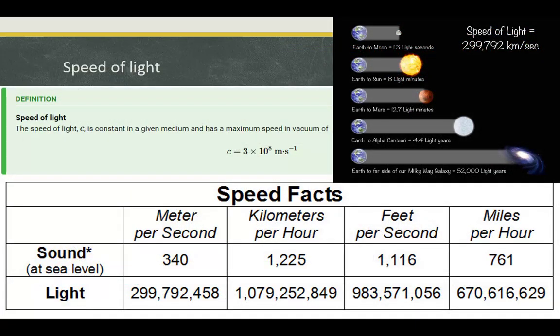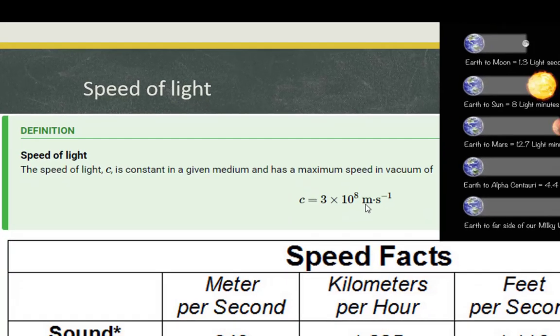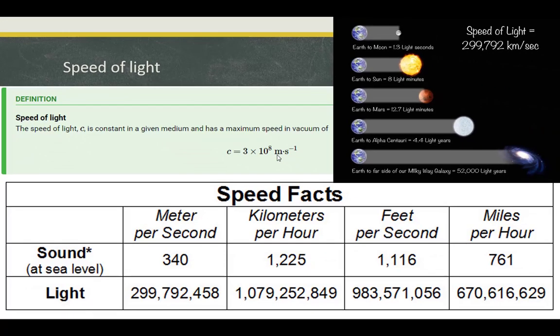The next thing I want us to take a look at is the speed of light. Okay? The speed of light is a universal constant, and we can define it as saying the speed of light, with the symbol lowercase c, is a constant in a given medium and has a maximum speed in a vacuum of 3 times 10 to the power of 8 meters per second. That's a universal constant, and you would have heard before that nothing travels faster than the speed of light, which is the truth.